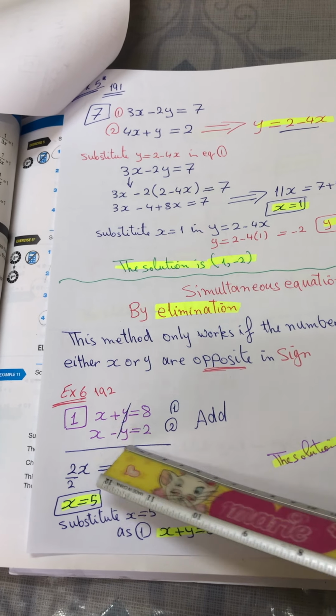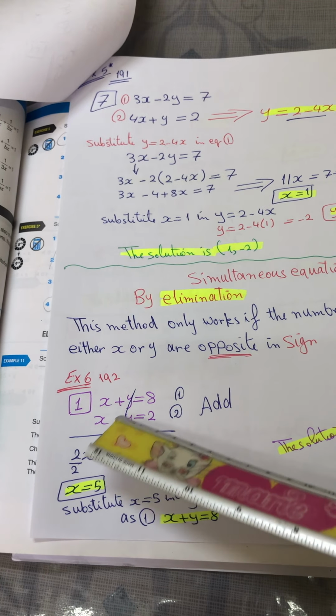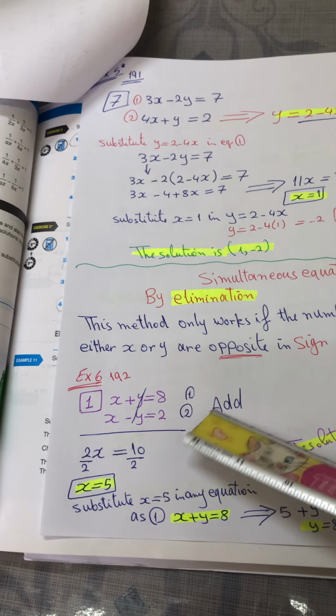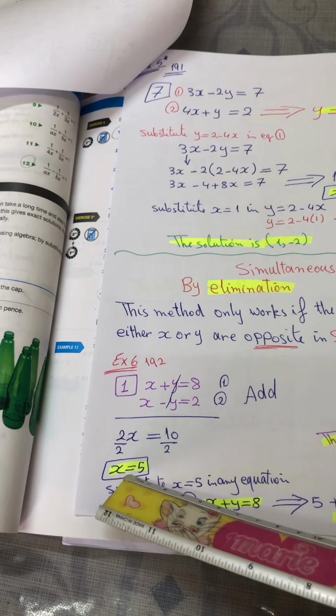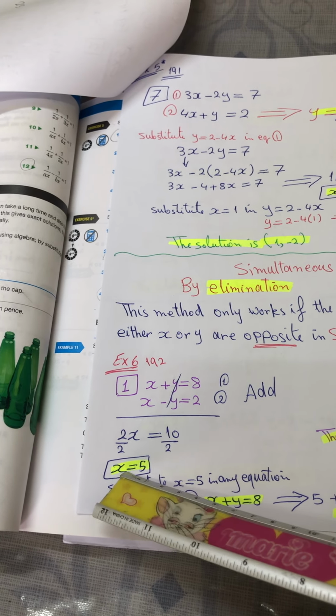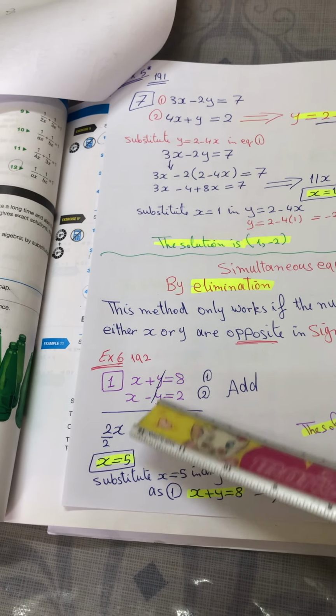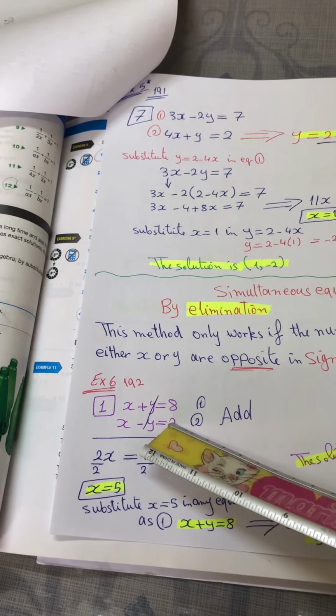As you see here, we have opposite sign for y, y positive and y negative. When I add the two equations, I have 2x equal 10. Find the value of x, and then take this value, substitute in any equation you want. You will get the same answer for y.